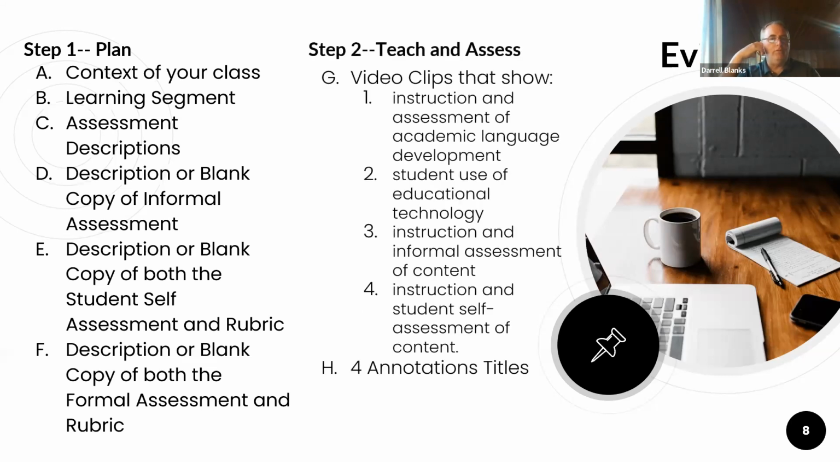Step number two will include 4 video clips, and you're going to annotate these like you did in cycle one. So the first one's going to show instruction and assessment of academic language development. You'll need to have that planned in your series of lessons. Student use of educational technology, we'll talk a little bit about that coming up.